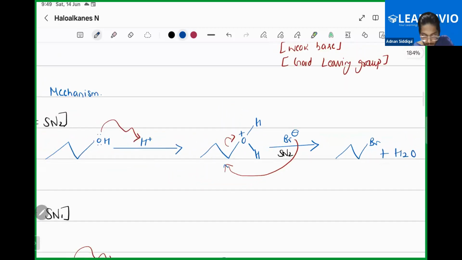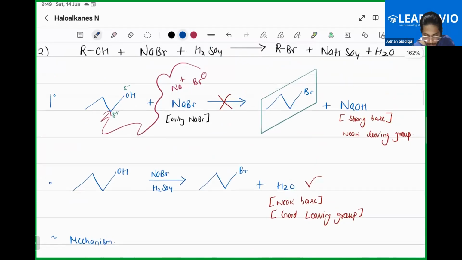Suppose in the reaction we have Br negative, right? Br negative.